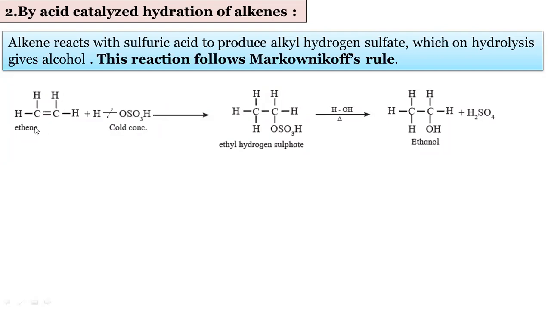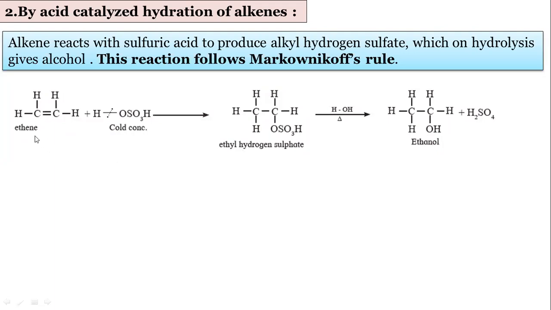But in this ethene, there is no issue of unsymmetry because this is a symmetrical alkene. So H can be attached here and OSO3H can be attached here. We get the addition product, ethyl hydrogen sulfate. This is OSO3H, ethyl hydrogen sulfate. After hydrolysis, this OSO3H is converted into H2SO4 and we get OH here. Ethanol. This is a simple reaction.